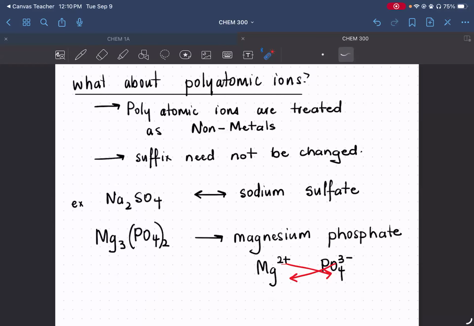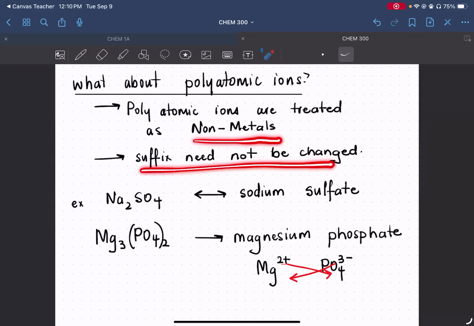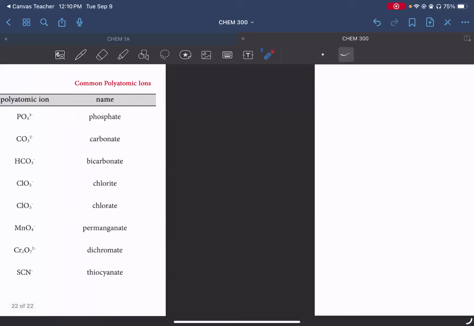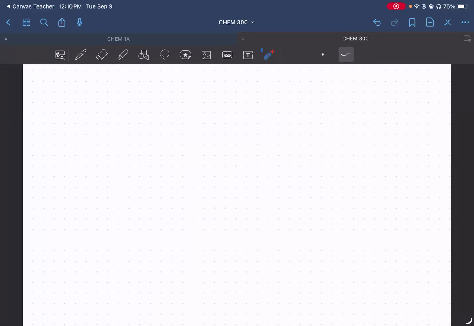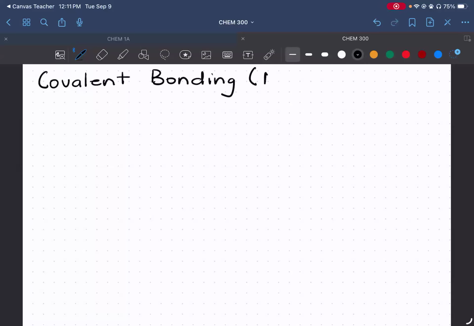Polyatomics are only treated differently in two ways. Number one, they're treated as nonmetals, aka they're written on the right, and its suffix need not be changed. That's ionic bonds. Now let's talk about covalent. And as a reminder, covalent is between 2 nonmetals.